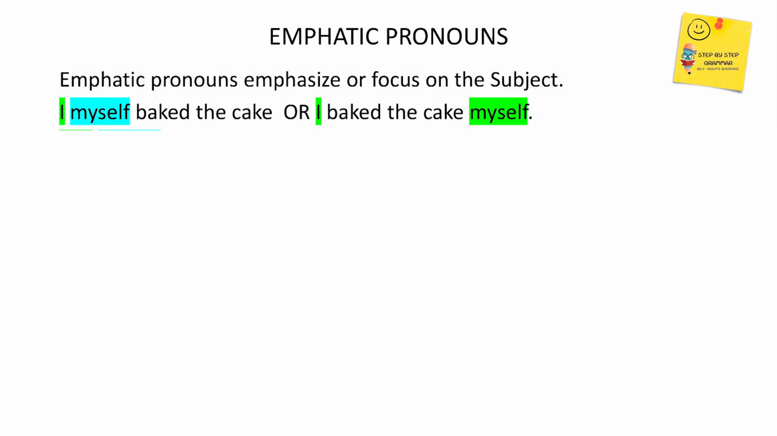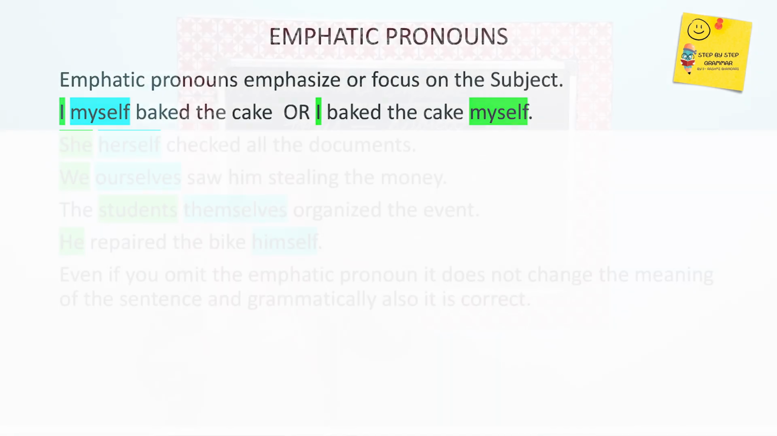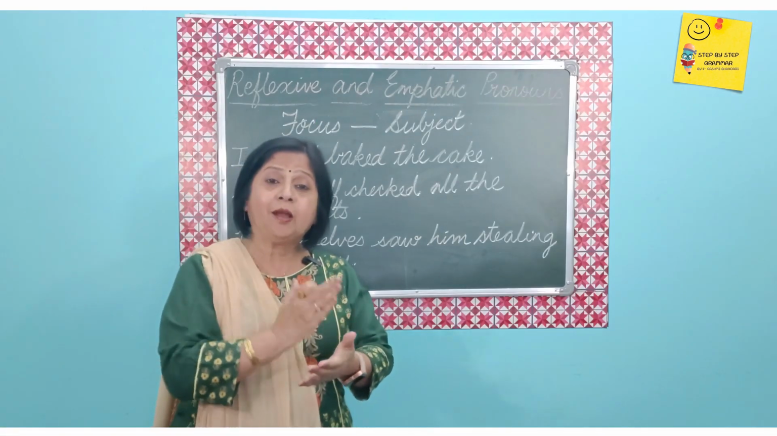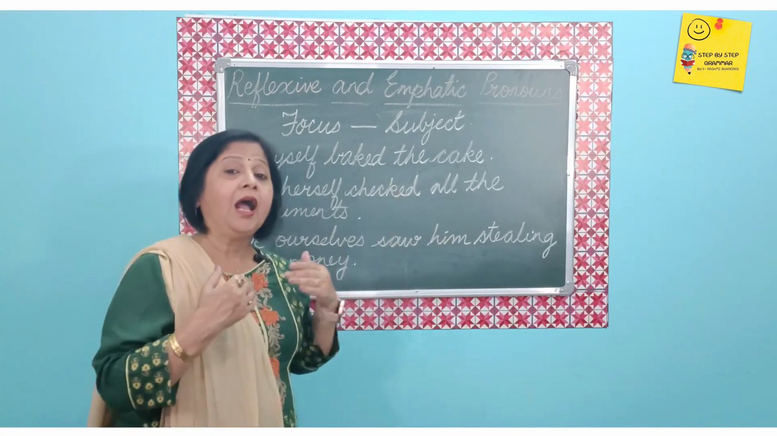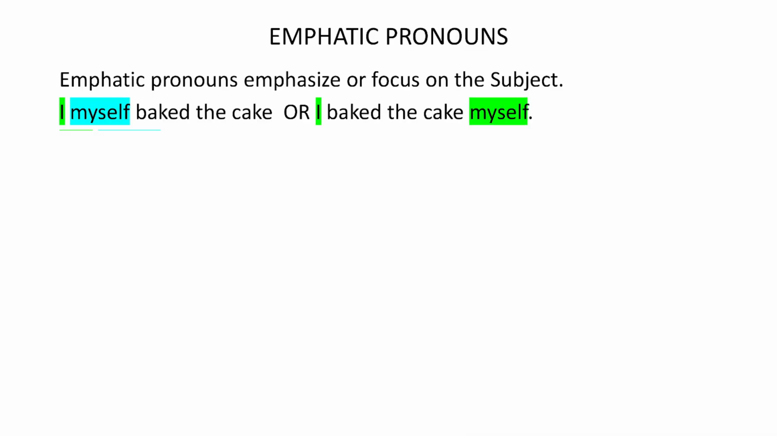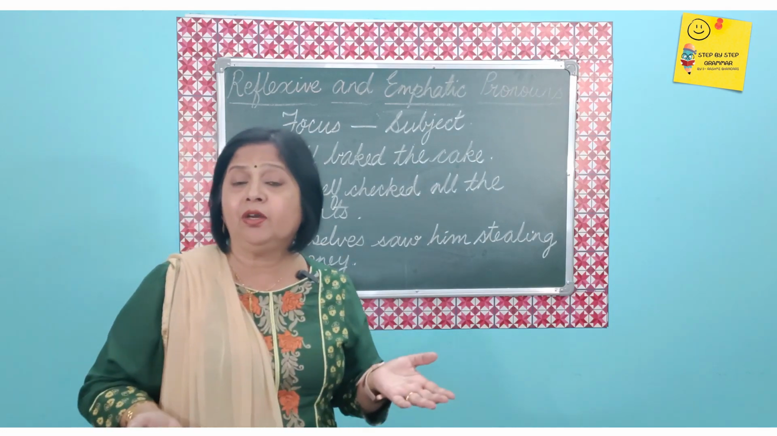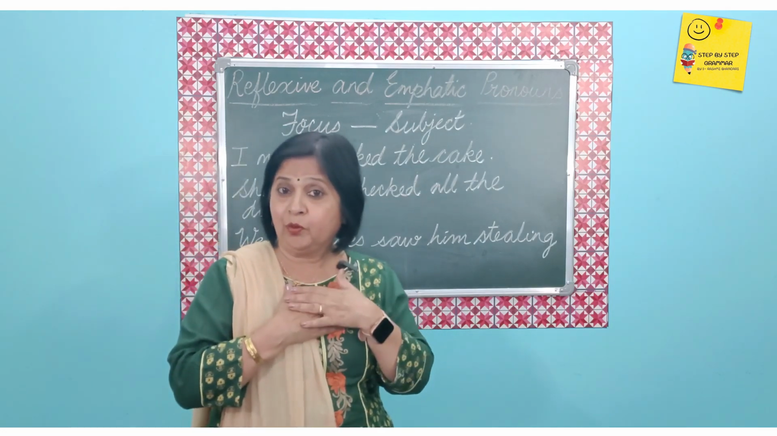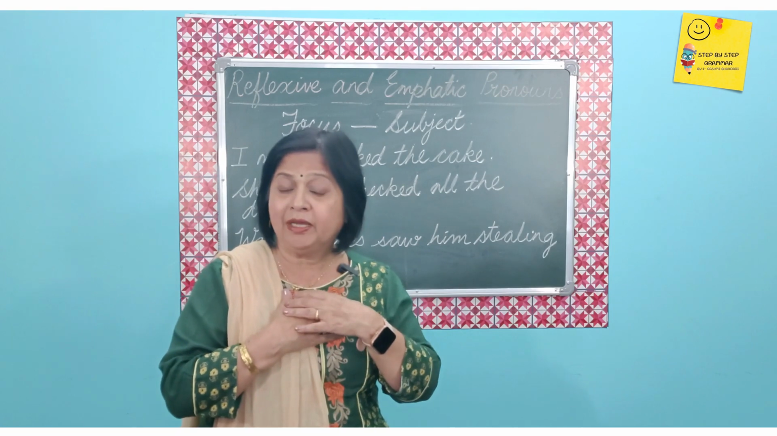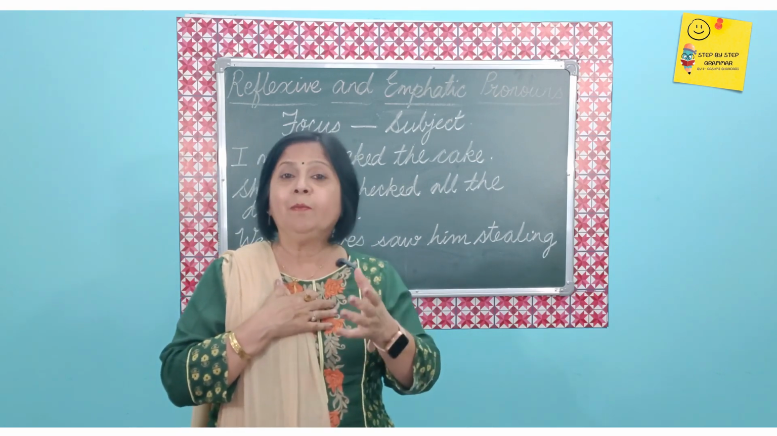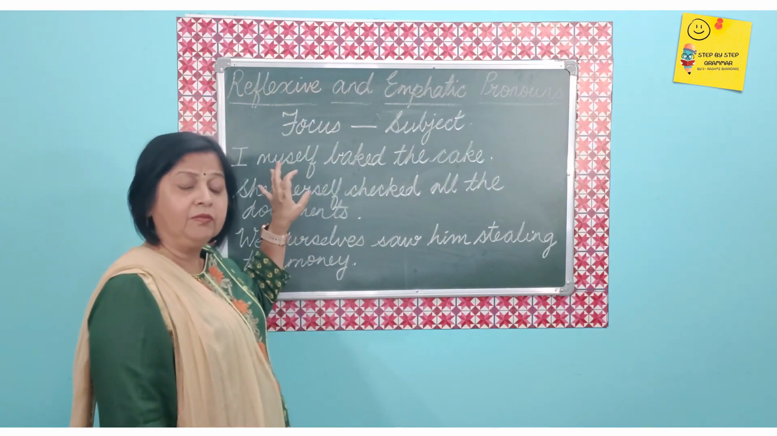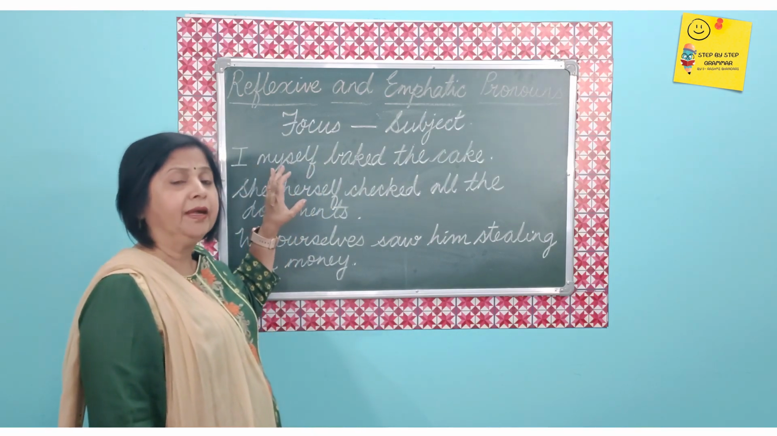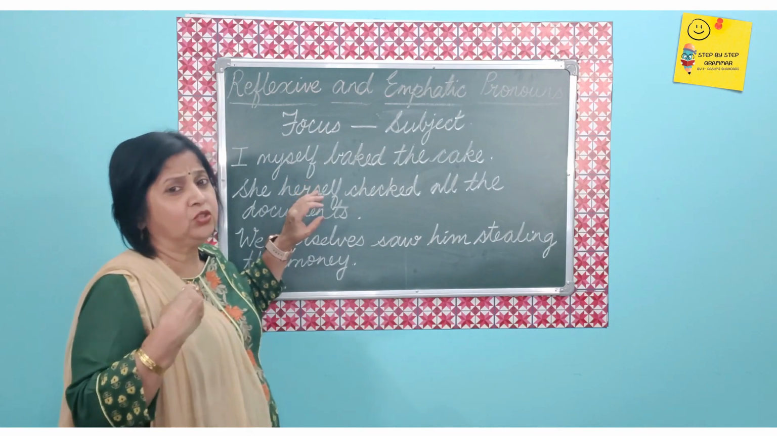Now, in emphatic pronouns, all the focus, all the stress, the importance is given to the subject doing a particular action. For example, I myself baked the cake. That means I want to let everyone know that I did it. So I'm giving more importance to myself, focusing on myself, that I myself baked the cake. And this usually comes after the subject, like I myself, mostly because we want to give stress to ourselves.